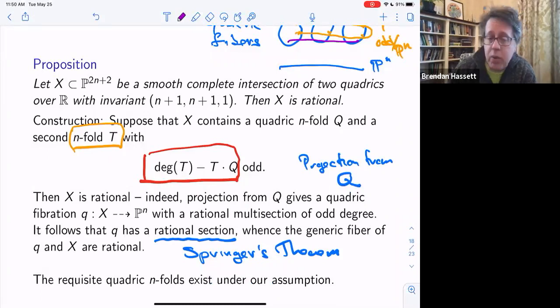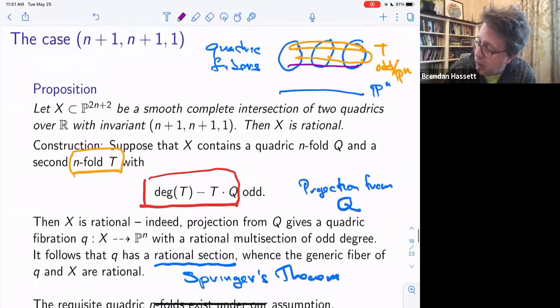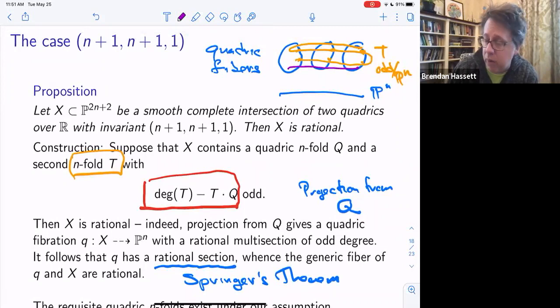And so all that you need to do is to show that when you're in the situation of the Krasnov classification, you have the requisite quadric n-folds, because you have two quadric n-folds that have the desired intersection properties. And if you work back through the Krasnov classification and the Reed classification and do the bookkeeping of what the isotropic subspaces of the fibers give you, you can show that you actually have the requisite n-folds inside of X. And so that completes the case n plus 1, n plus 1, and 1.